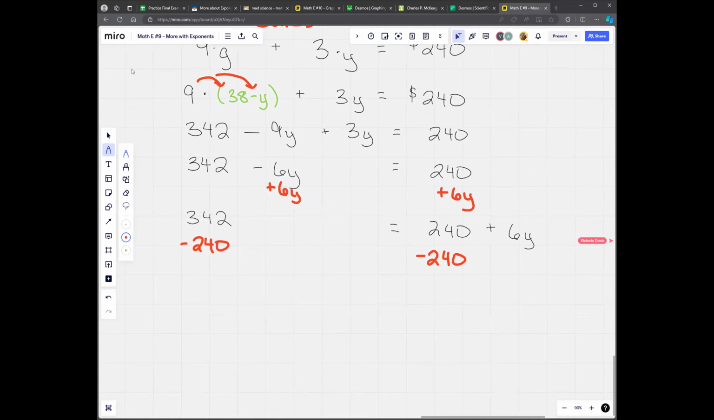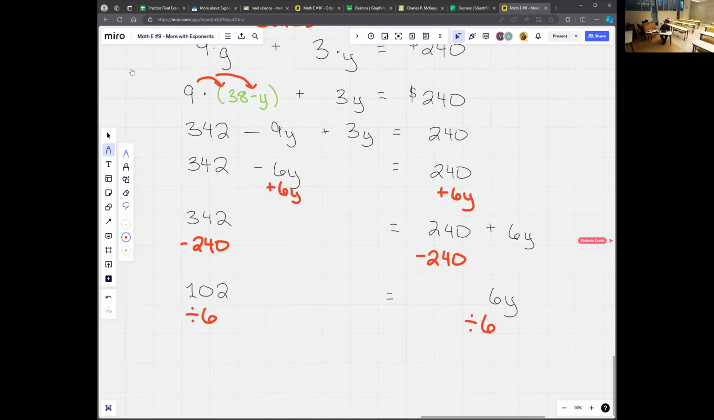So 102 equals 6y. And I can just stare at 102 and know that it's divisible by 6, because it's even and the digits add up to 3. Remember all those little rules we learned. So y is 17.